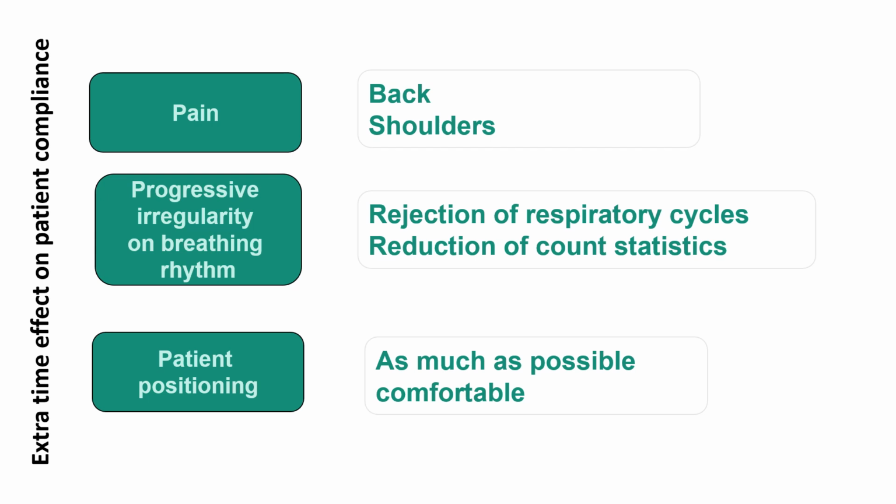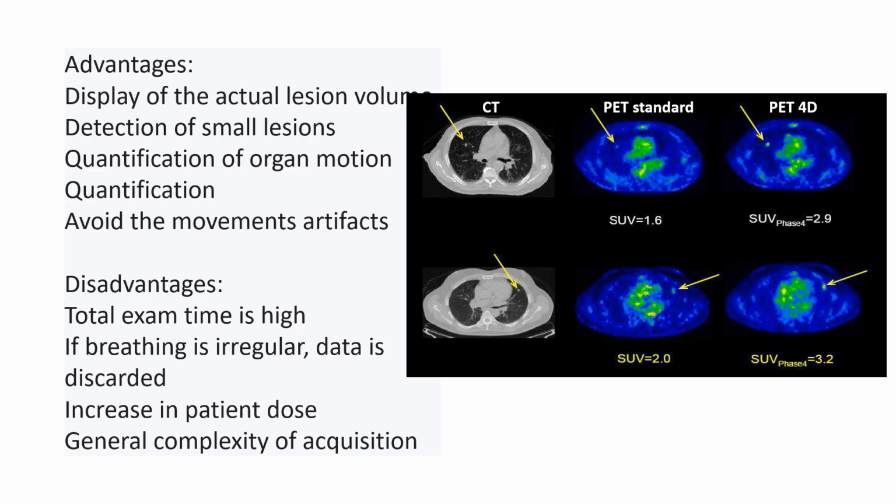This extra time in acquisition may result in pain for the patient, in particular in the back and/or shoulders, and could lead to progressive irregularity in breathing rhythm, with the consequence that the irregular cycles will be discarded and count statistics decrease. Due to the long acquisition time, it is important to pay attention to the patient positioning, which should be, as much as possible, comfortable.